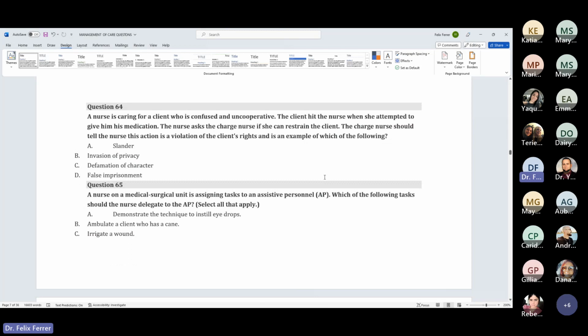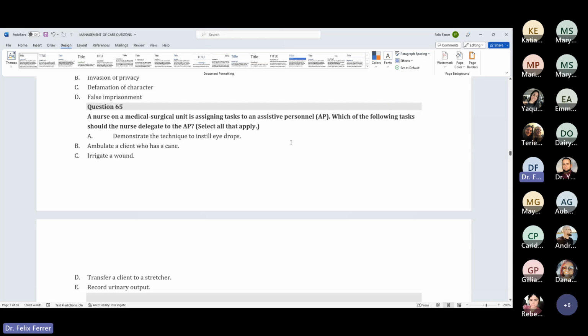Next is a client who is confused and uncooperative. The client hit the nurse when she attempted to give him his medication. The nurse asked the charge nurse if she can restrain the client. The charge nurse should tell the nurse this action is a violation of the client's rights. An example of which of the following? False imprisonment. D. Yeah. Really good.